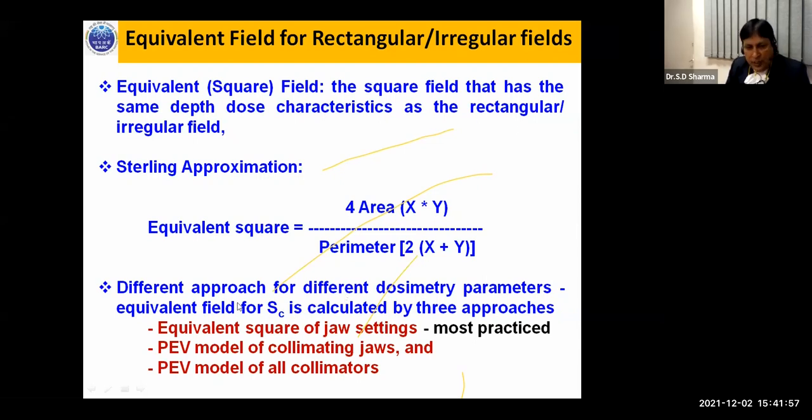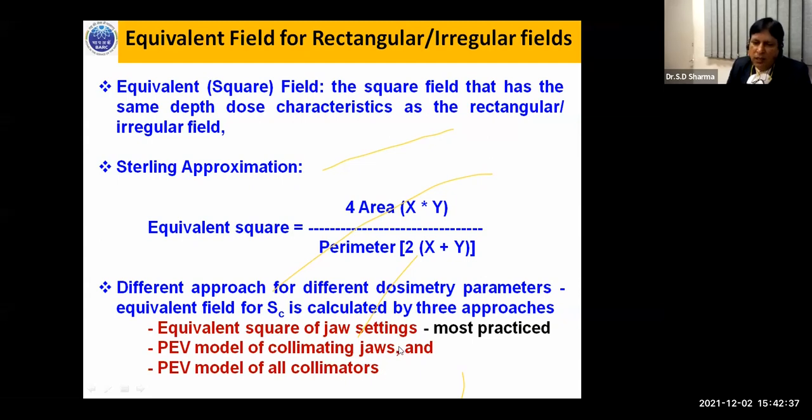However, different approaches have been recommended for different dosimetry parameters. For example, if I take collimator scatter factor, 3 approaches have been proposed. The first approach is equivalent square of jaw settings, which is the most practiced approach, very simple to implement. Then the beam's eye view model of collimating jaws. The collimating jaws means the jaw collimator only. The secondary or tertiary collimators are not taken into account. And the BEV model of all the collimators, whether it is a secondary collimator system or tertiary collimator system.